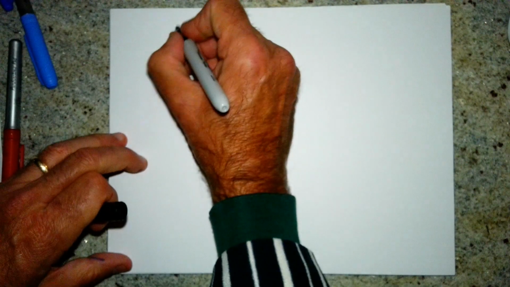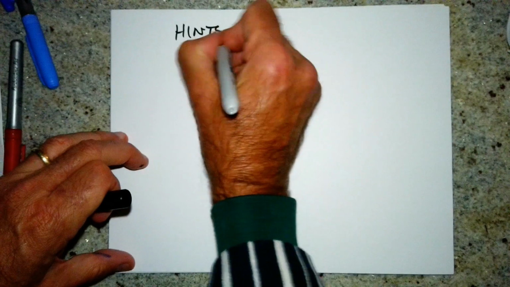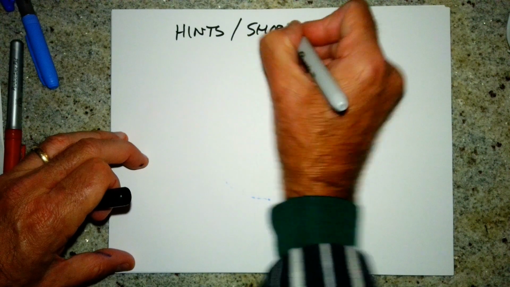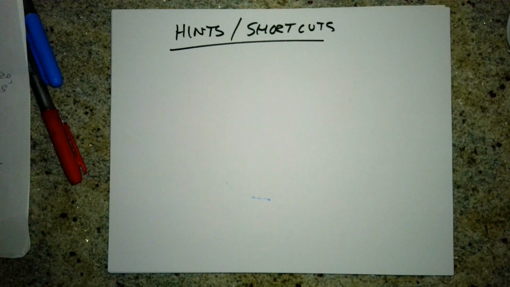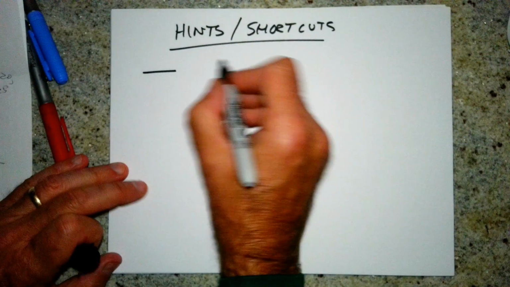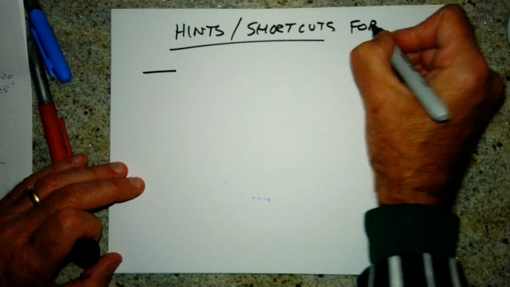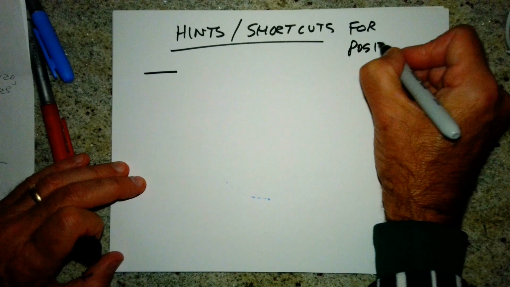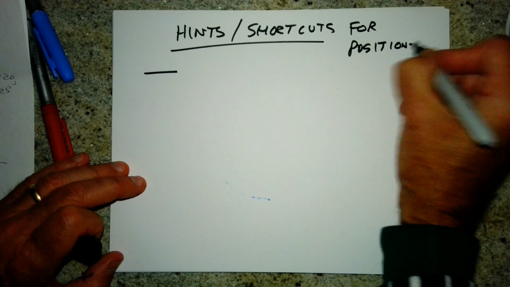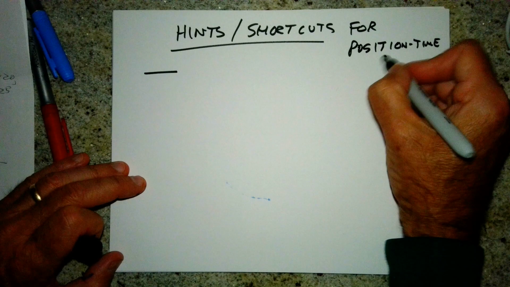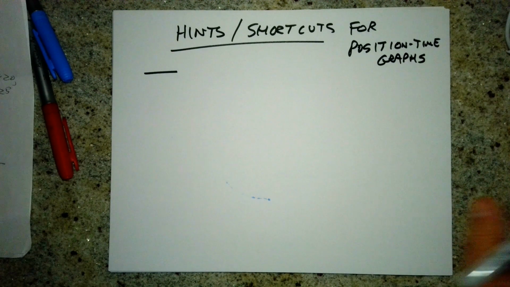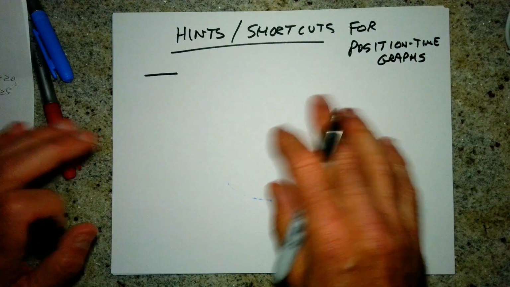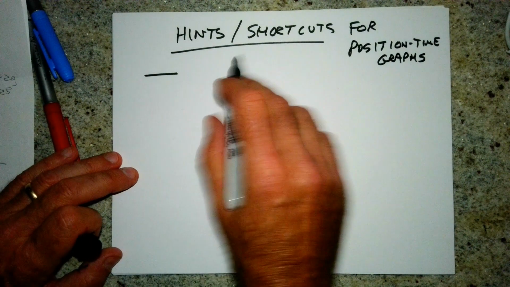Okay, we'll sum up some general hints. Hints and shortcuts for position time graphs. The other type of graph, velocity time graphs, are completely different. Nothing in this video helps with velocity time, just position time.